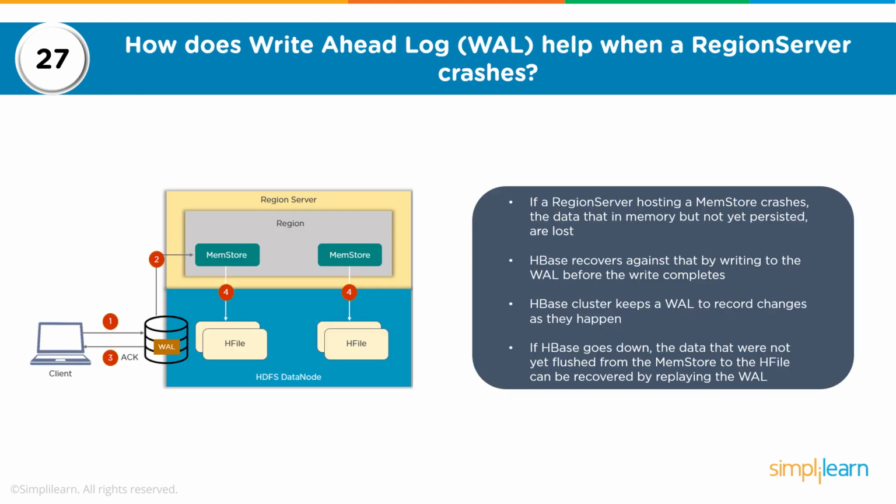This is a question which is again very important to understand about the writes or reads. So how does the write ahead log, WAL, help when a region server crashes? Now, as I said, when a write happens, it will happen into memstore and WAL, that is your edit log or write ahead log. So whenever a write happens, it will happen in two places: memstore, which is the write cache, and WAL, which is an edit log.